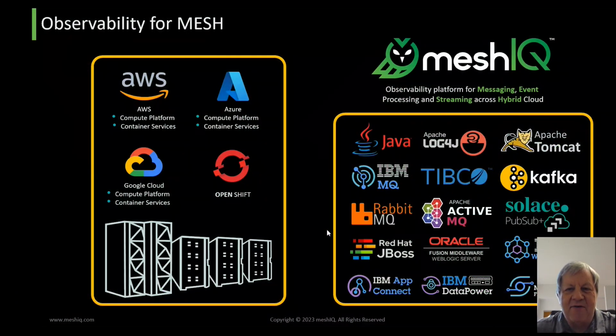So just a little bit about meshIQ and why we're here and why we can talk about things like streaming queues with MQ and how they're pertinent. The key is that meshIQ is an observability platform for messaging, event processing, and streaming across the hybrid cloud. That's the origin of our name, meshIQ. And that really covers all these different technologies that you can see here, and they fit different roles within the modern messaging environment. And so, messaging being fundamental to all of them, today we're going to focus specifically on the MQ part of the messaging mesh.